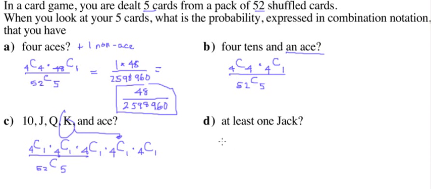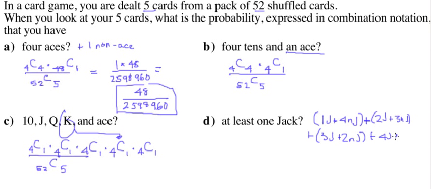Now, at least 1 jack. At least 1 is a fuzzy value. That means we could have 1 jack plus 4 non-jacks, or we could have 2 jacks and 3 non-jacks, or we could have 3 jacks and 2 non-jacks to make our 5-card hand, or we could have all 4 jacks and a single non-jack to fill out the hand. Are you excited about crunching all that out? Because I'm kind of not.